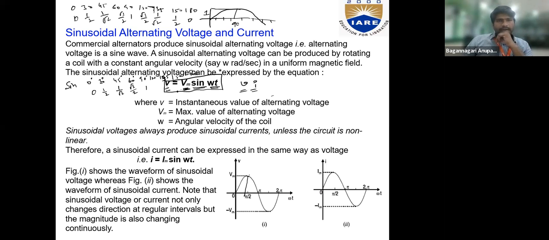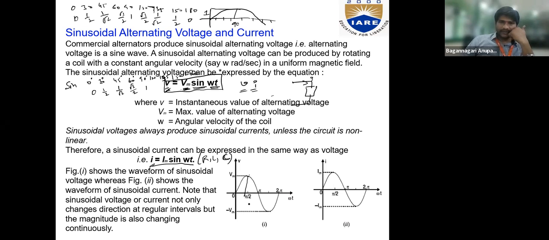Just remember that omega t is nothing but the angular velocity of the coil. When a sinusoidal voltage is fed to a resistor or some passive element, it will produce current. Since the voltage is sinusoidal in nature, the current will also follow the same, depending on the elements through which it flows. If V is the excitation and I is the response, the response should follow the excitation.